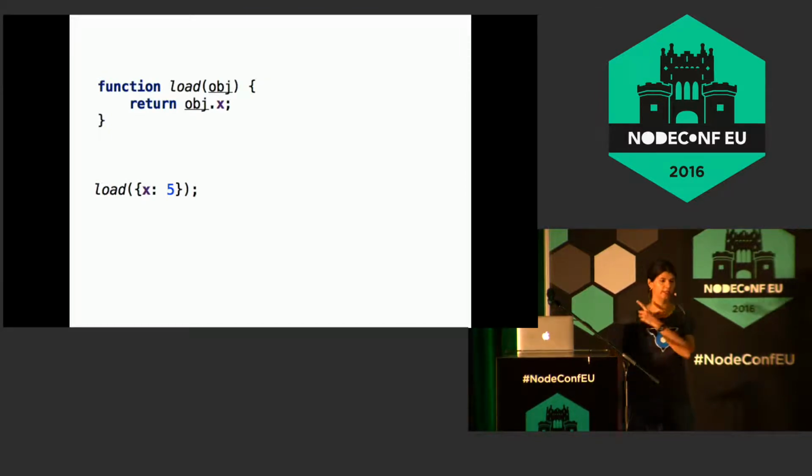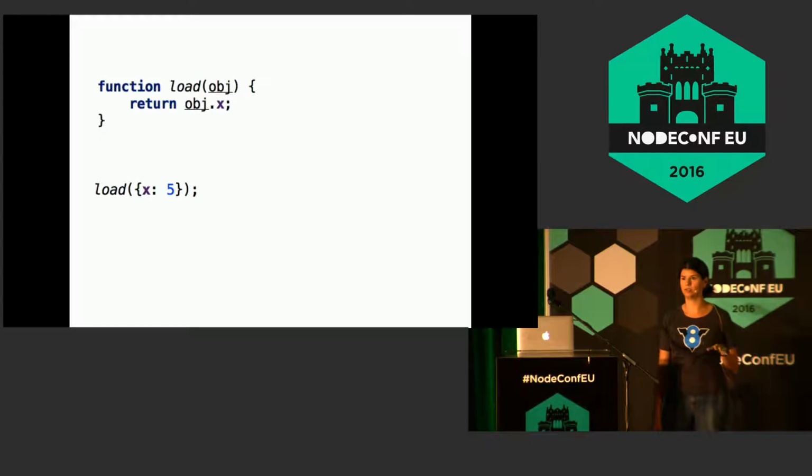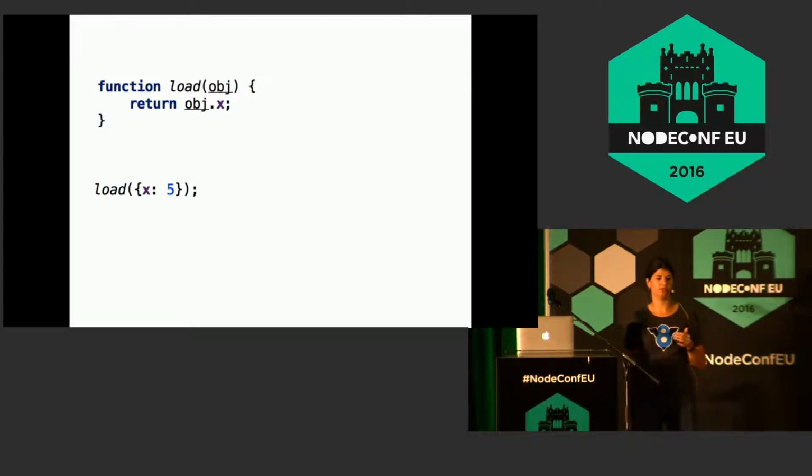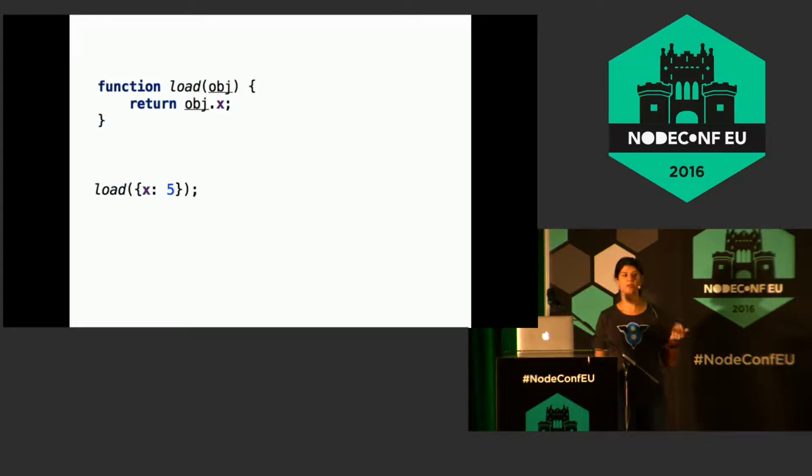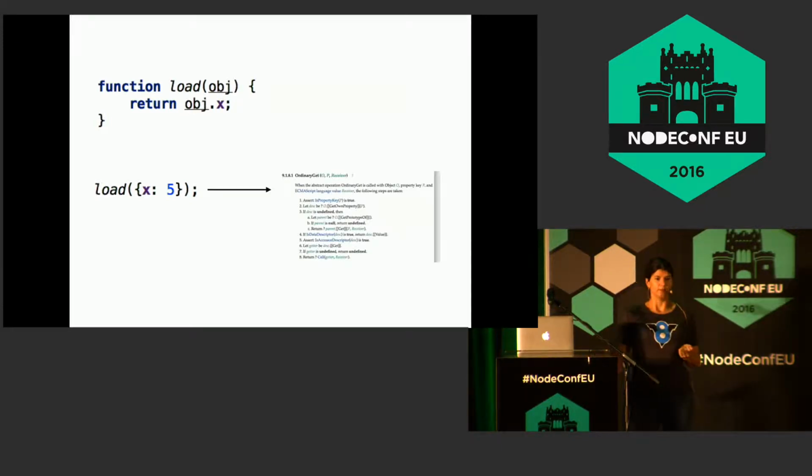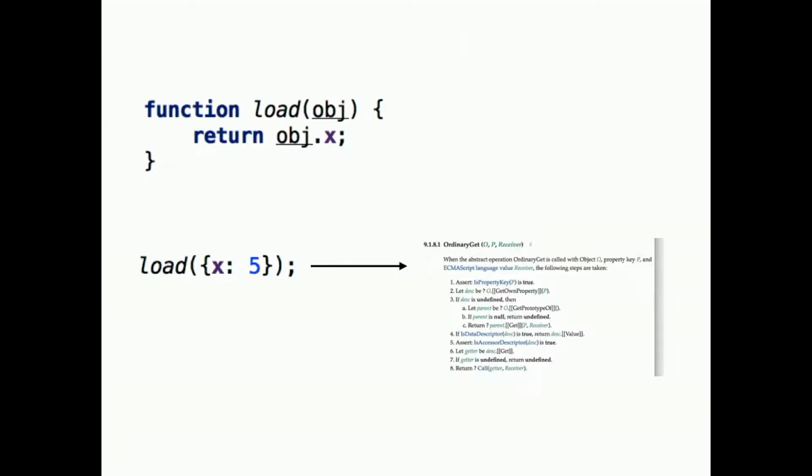So again, here's the load function. It's super basic. All it does is get a parameter and return object.x. And now we're calling this with a simple object that has the property x. The first time we call this, the compiler has no background on what object is, so it really has to follow the steps in the specification. And eventually it figures out, OK, x is a regular value descriptor, just give me the value. And in this case, internally, the value for x is just at an offset to the pointer of object.